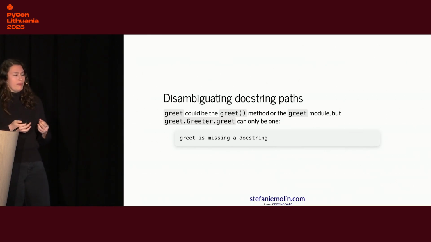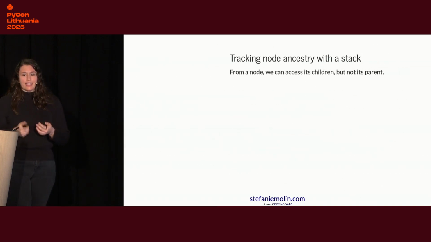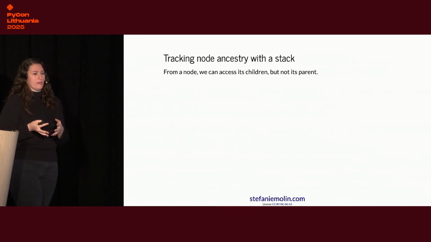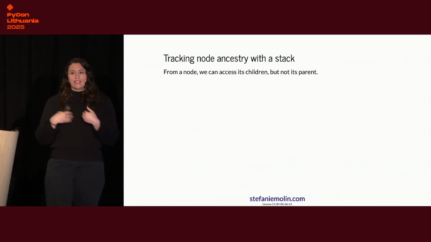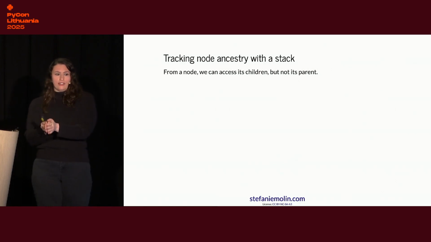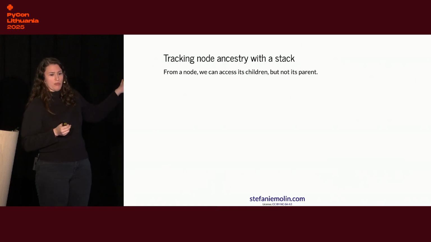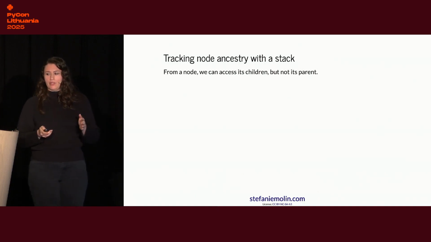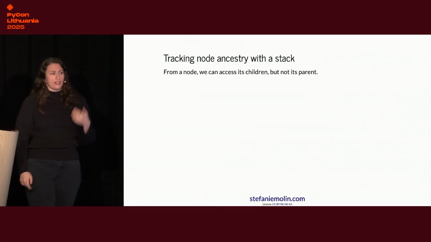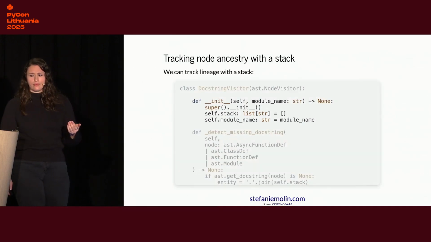And the way we have to do this is by using a stack, right? So if you recall from when I introduced the ASTs, from a particular node, we can see its children, but from that node, we cannot see its parent. So we lose the lineage above, which is necessary to make the unambiguous path. So we have to track this ourselves, and that's very easy to do as long as we implement the stack.